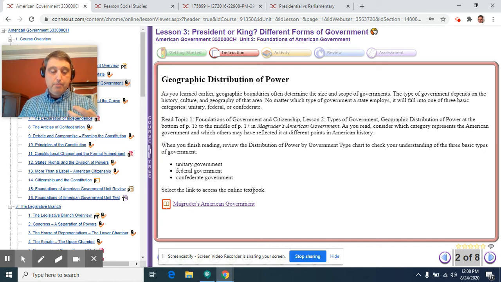Okay, but the big thing to know is the difference between a unitary government and a federal government. And the big difference there is that in a federal government, you have a central government sharing power with local governments.